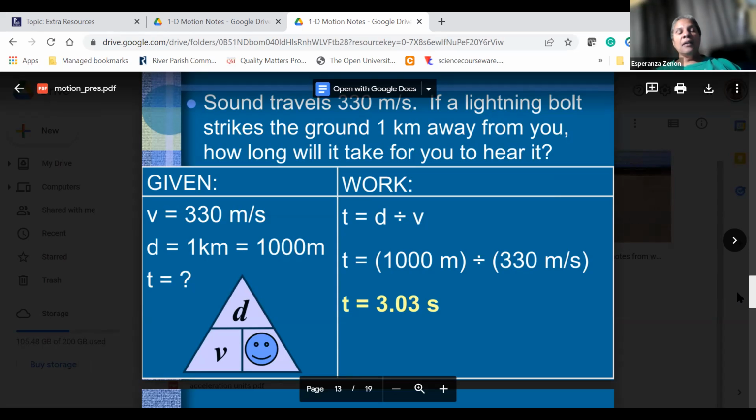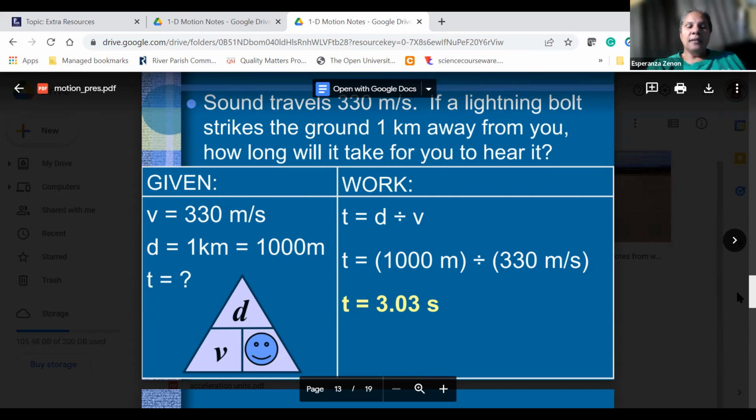And that is because the speed is given in meters per second. You can't mix meters per second and kilometers. But if I convert it to meters, I can use meters with meters, right? So be careful when you're solving problems that you pay attention and don't ignore conversions if they're needed. Okay.